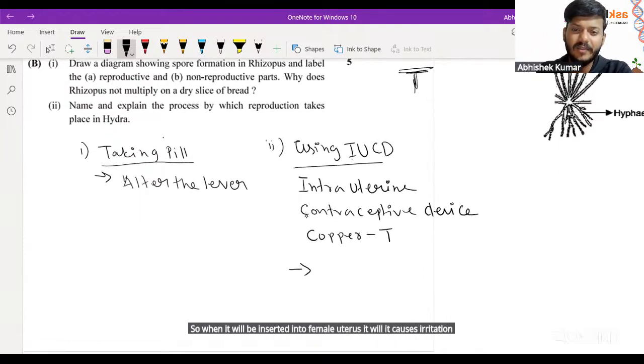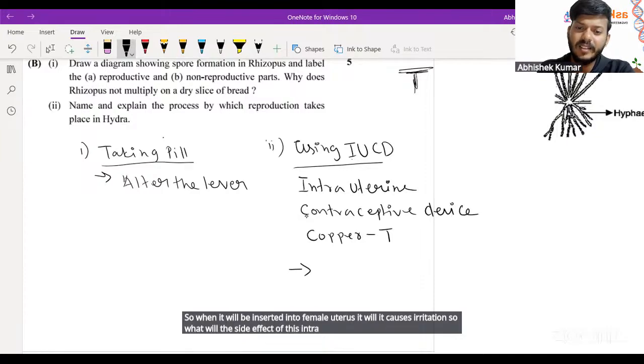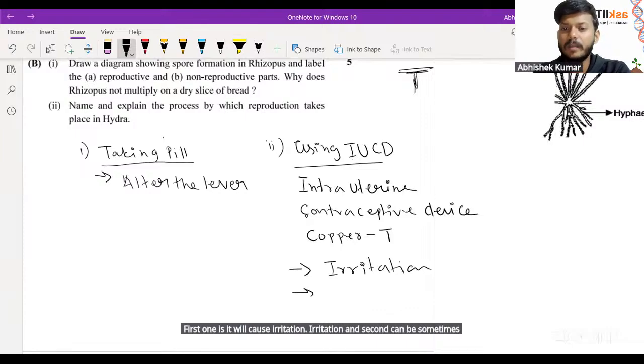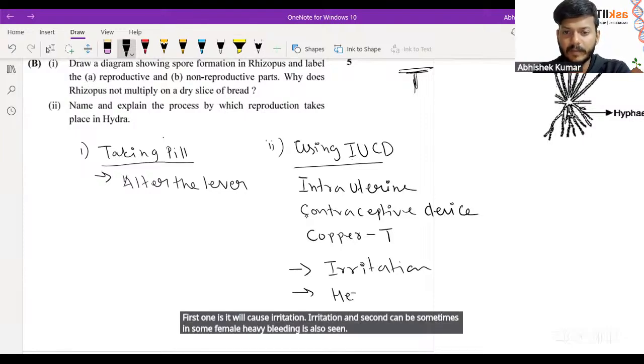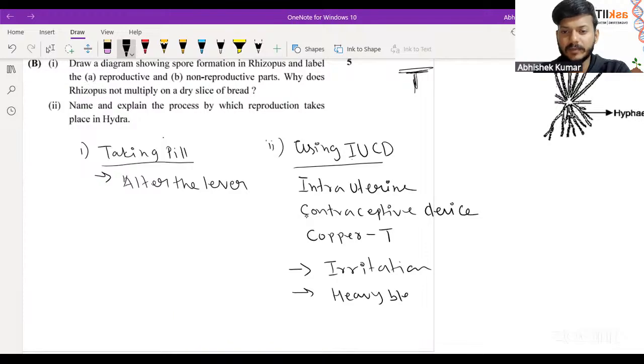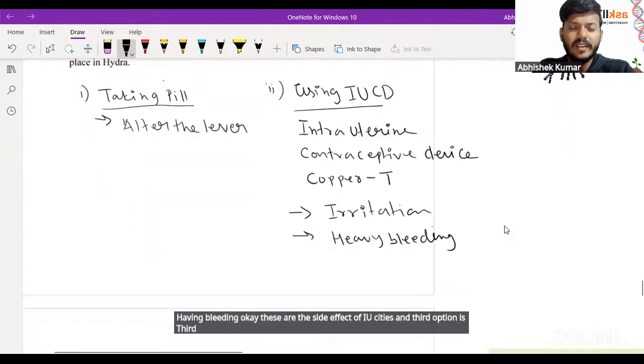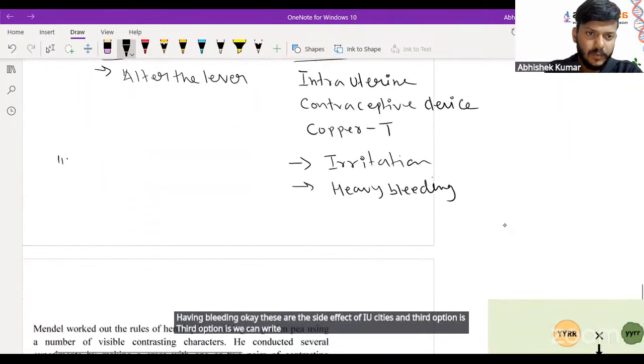So what are the side effects of this intrauterine device? First, it will cause irritation. And second, sometimes in some females heavy bleeding is also seen. Heavy bleeding. Okay, these are the side effects of IUCDs. And the third option is, we can write, tubectomy.